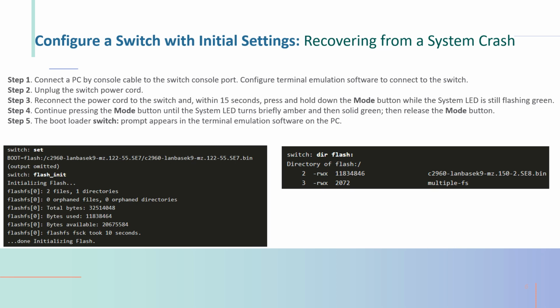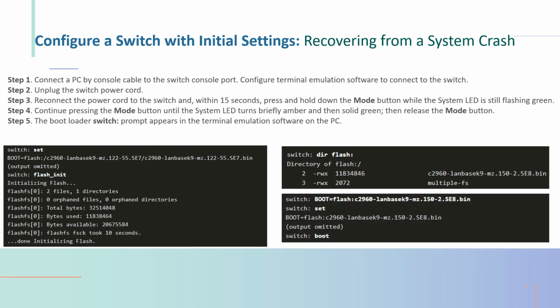By entering the BOOT=flash: command, you change the boot environment variable path the switch uses to load the new IOS in flash. To verify the new boot environment variable, you have to issue the set command again, and you have to load the new IOS by using the boot command without any argument. And these commands are shown here.